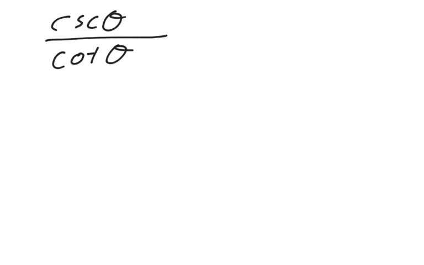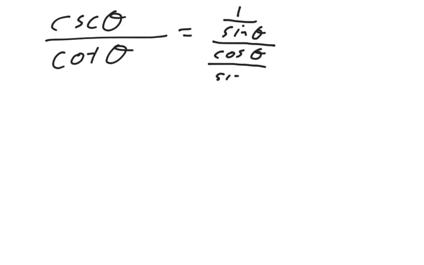Alright, I'm going to do a couple of these simplifying from section 7.1. So first one is cosecant over cotangent. Normally I start out by writing these as sines and cosines. Cosecant is the reciprocal of sine, and cotangent is cosine over sine.